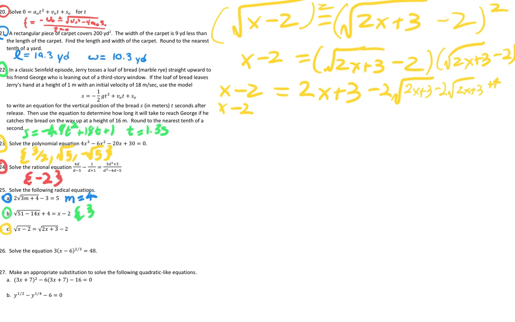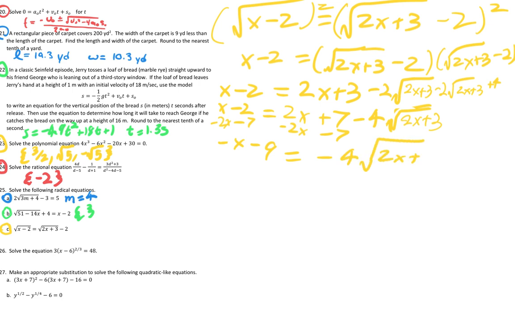I'm going to simplify our right side. So x minus 2 is equal to 2x plus 7 minus 4 times the square root of 2x plus 3, right? So I'm now going to move our 2x and our 7 over, so minus 2x minus 7. That's going to leave us with negative x minus 9 is equal to negative 4 times the square root of 2x plus 3.